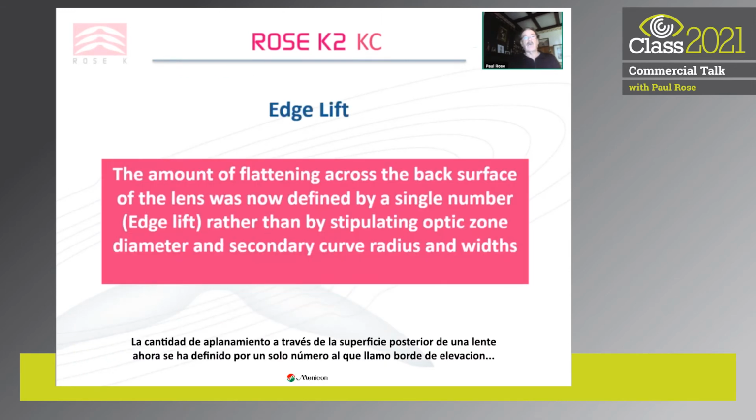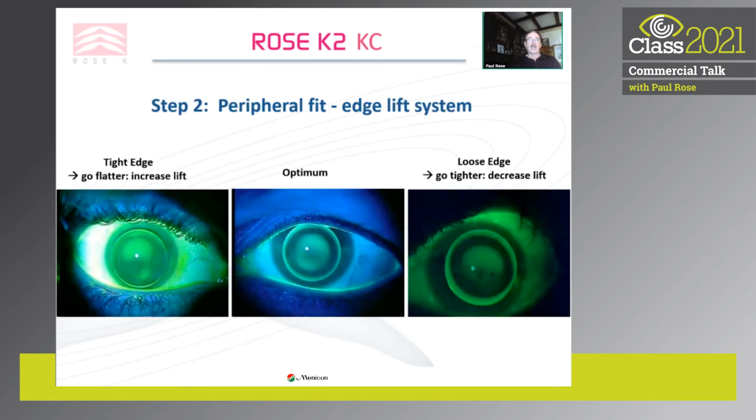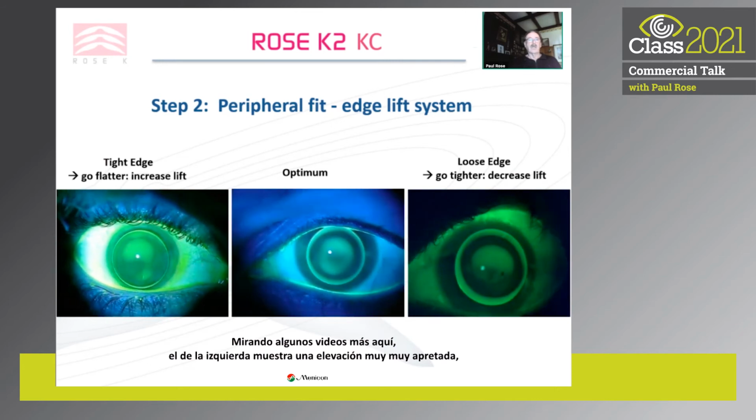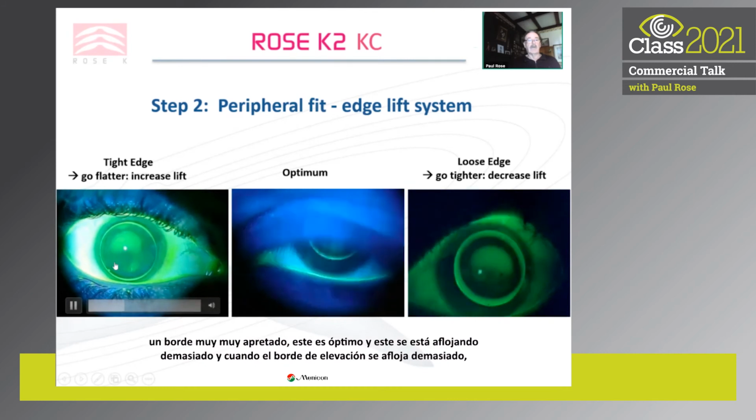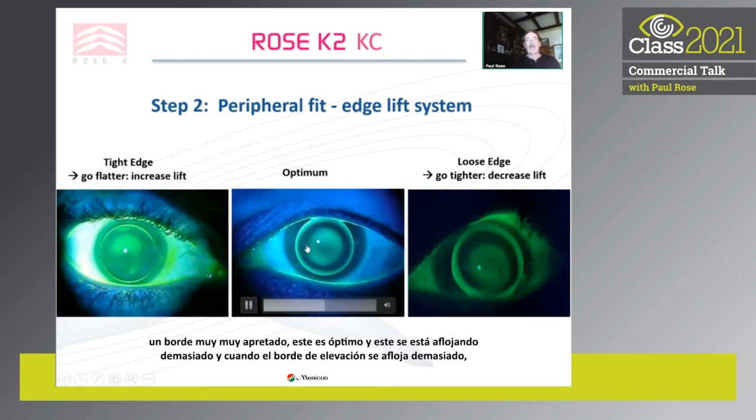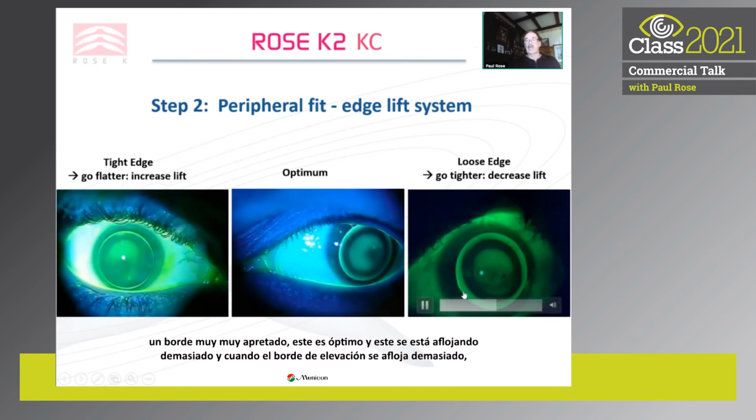The amount of flattening across the back surface of the lens is now defined by a single number, which I call edge lift, rather than by stipulating optic zones, diameters, and technically curve radius and width. It makes it much easier to control what is happening in that peripheral part of the lens. So looking at a few more videos here, the one on the left shows a very, very tight edge lift. This is optimum, and this is getting too loose.